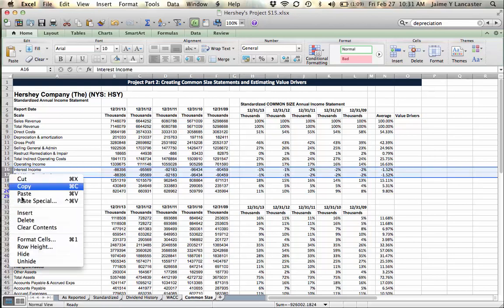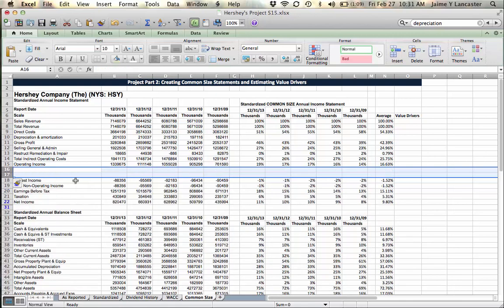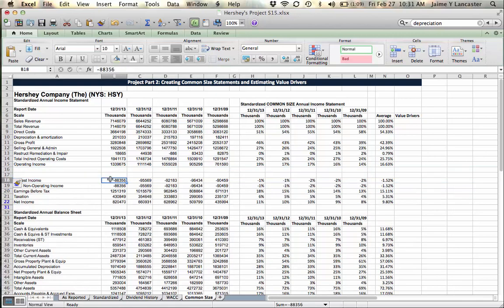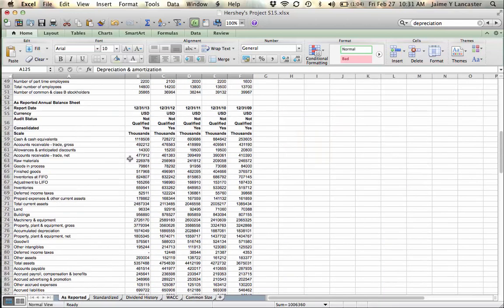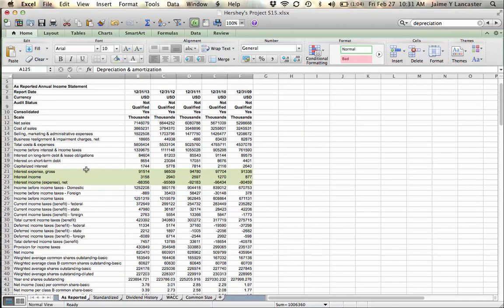So I'm going to insert a couple of rows. And this number here should be our subtotal, right? It should be interest paid plus interest earned. But we've got to get those numbers off of the as reported statement. I've highlighted them here. So we've got our interest expense gross, our interest income, and our interest income net.